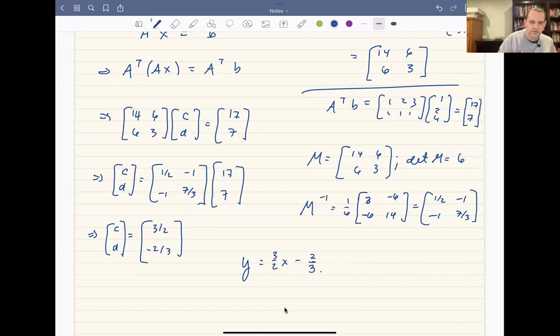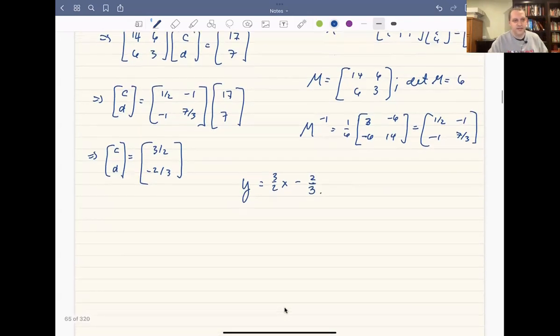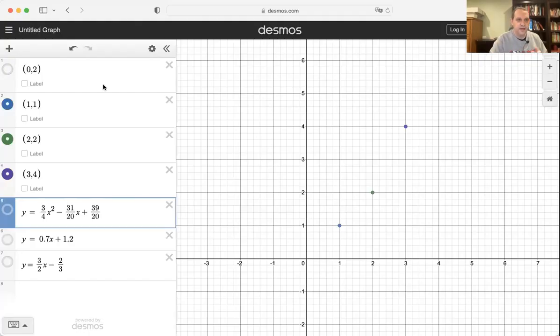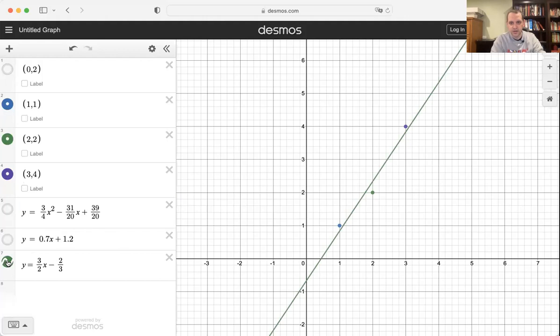And so what I want to do now is look at an example here. So I'm going to stop sharing and let's look at an actual example. So here I have the 3 points, (1, 1), (2, 2), and (3, 4). And if I look at this line, 3/2 x minus 2/3, that's a pretty good fit.